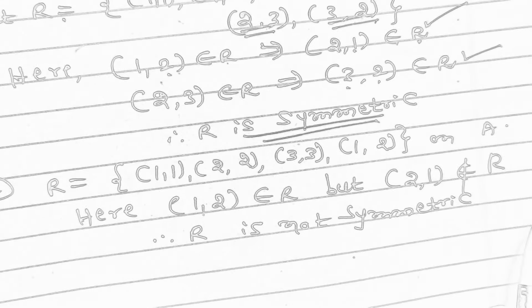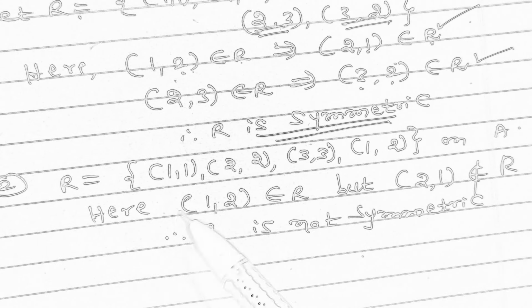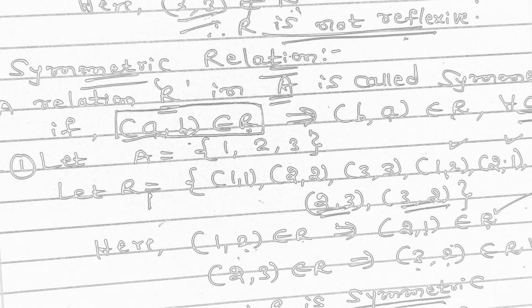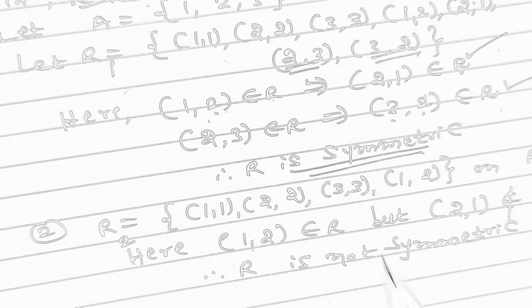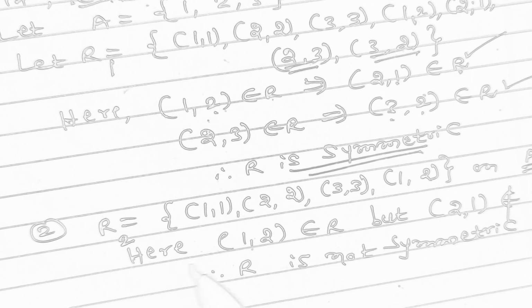So let me take another example. See here, for the same set, of course, the relation is different. Let me write here, this is the first relation, and this one is my second relation. Let us check this one: 1 1, 2 2, 3 3, 1 comma 2 on the set A. Here clearly our job is to check whether it is symmetric or not.